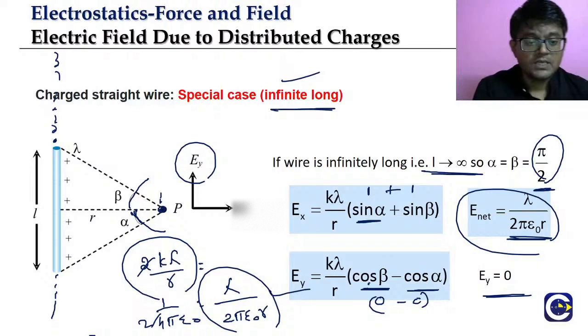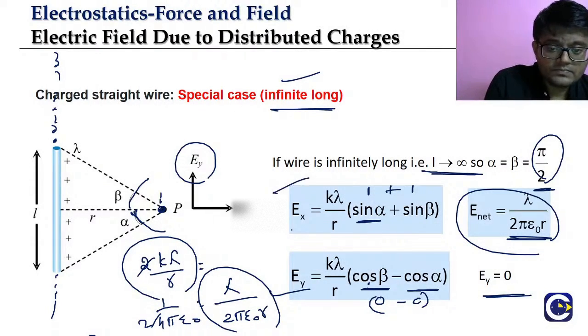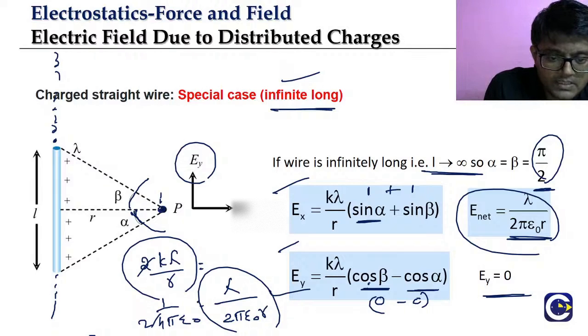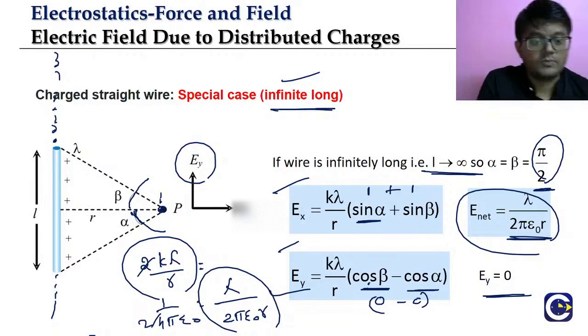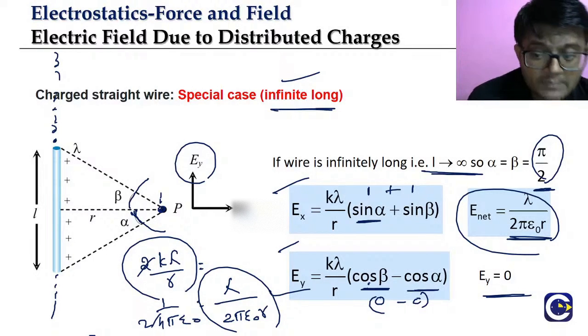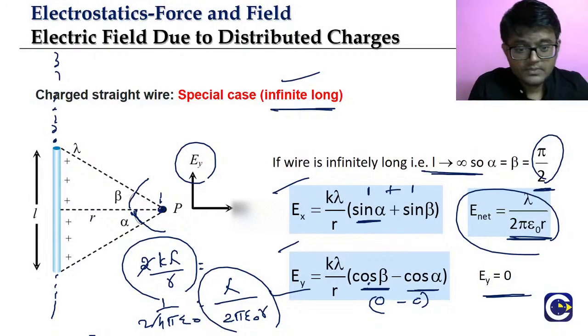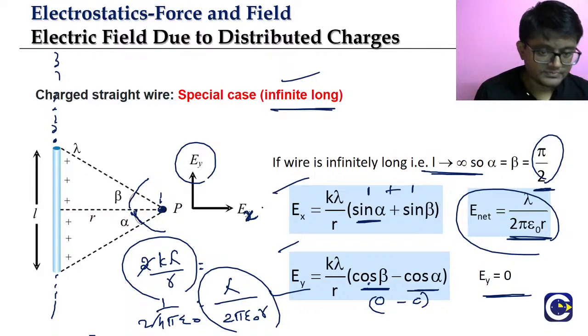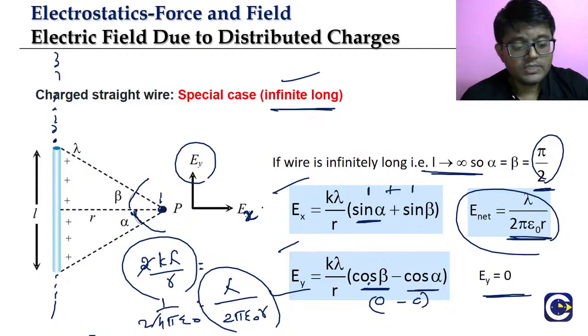ஓகேவா? ஸோ இதில், if you have a finite wire means இந்த ரெண்டு expressions வரும். infinite என்னது, Ey வோட value 0 ஆகும். இங்கேயும் அப்படிதான், Ex நோட் பண்ணிக்கோங்க. ஓகே, Ey value will be 0, Ex மட்டும் will be lambda by 2 epsilon naught into r. ஓகேவா? ஸோ இப்படிதான் the special cases of the field due to the distributed charges.